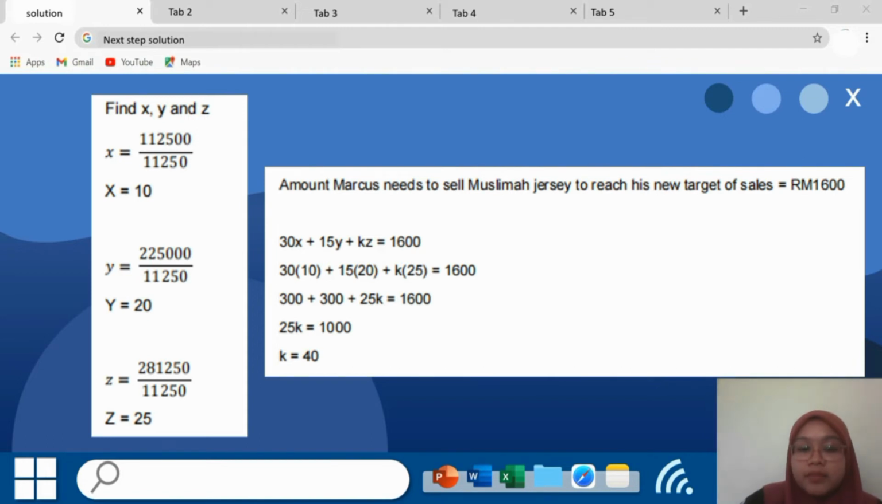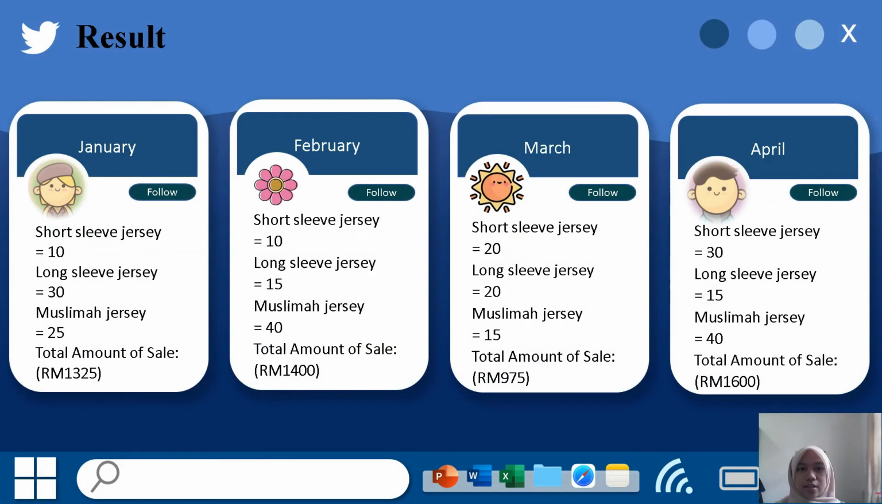The last step, we need to substitute the value of X, Y, and Z into a linear equation, and then we got K equal to 40. So in conclusion, the Muslimah jersey that Marcus needs to sell to reach a new target is 40. Now I will present the results.